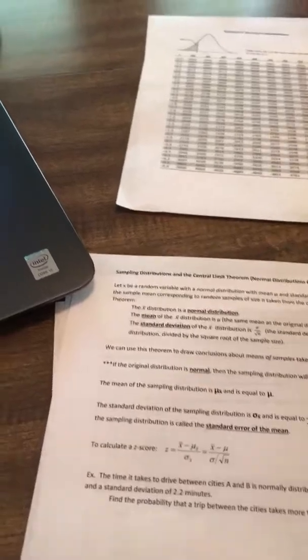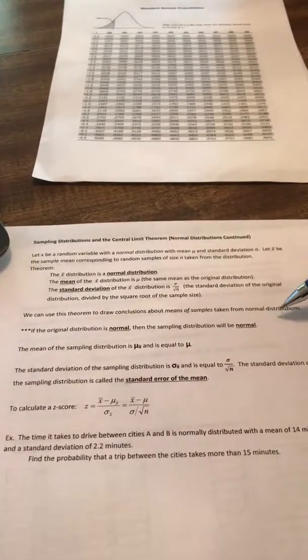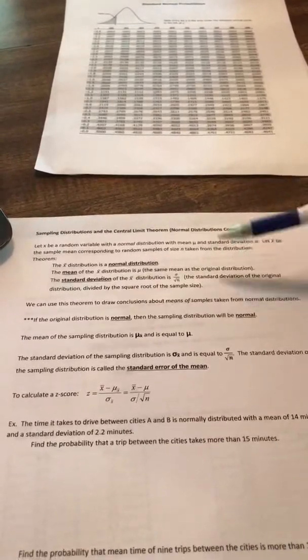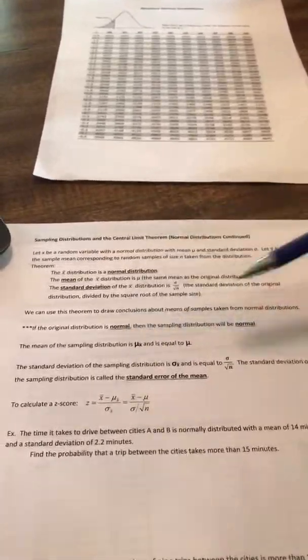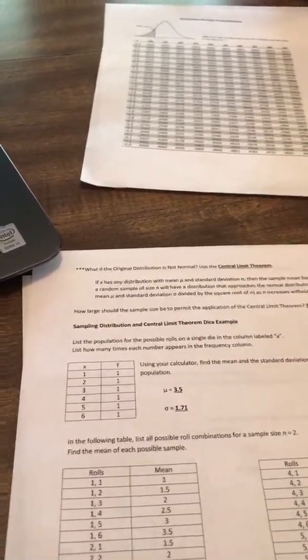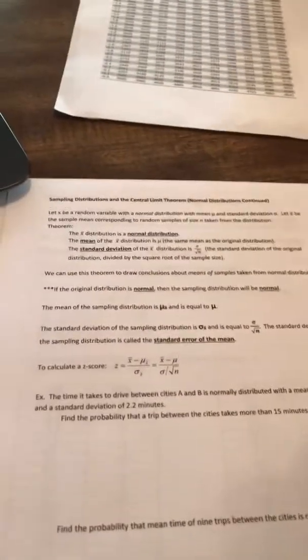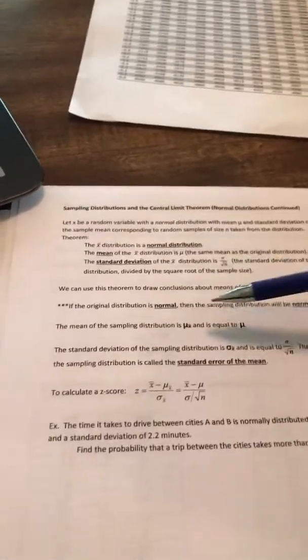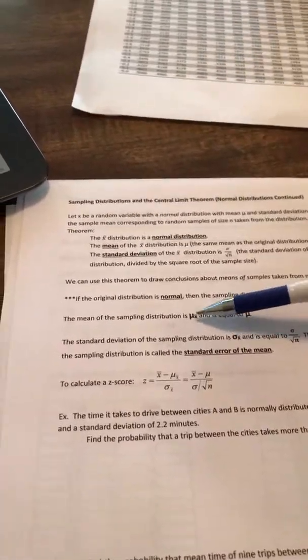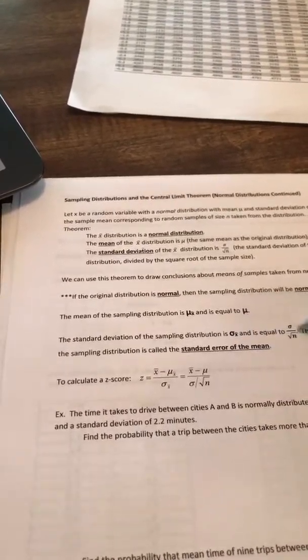So we can use this theorem to draw conclusions about means of samples taken from normal distributions. If the original distribution is normal, then the sampling distribution will be normal. But you notice here, we started with a uniform distribution and it actually turned into normal. So that's the other part of this, the other theorem. So your new notation is mu sub x bar is equal to mu, and sigma sub x bar is equal to sigma divided by the square root of n.